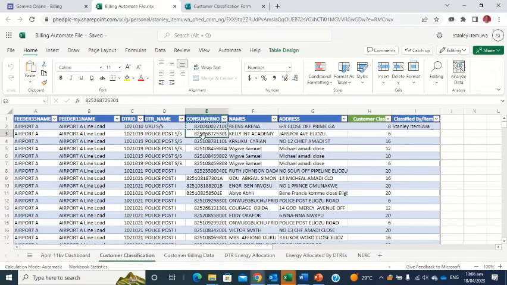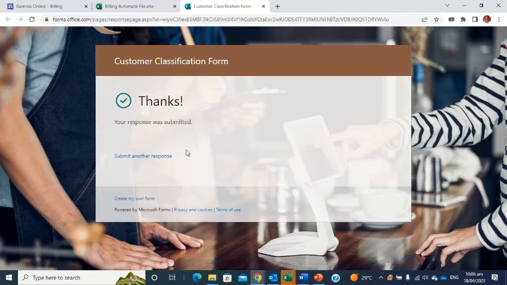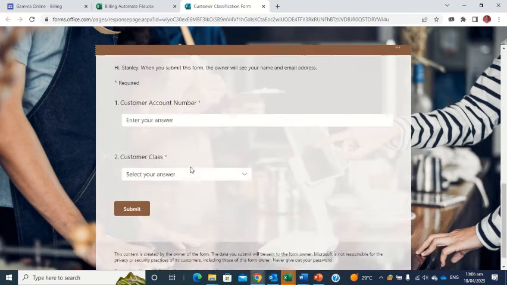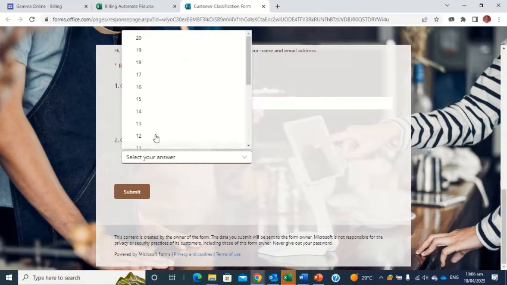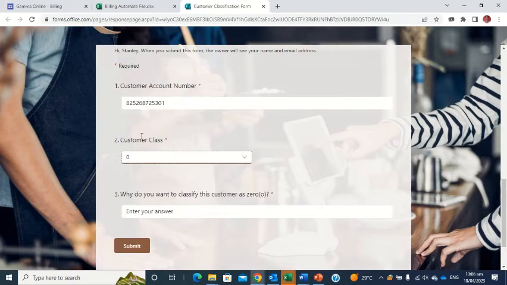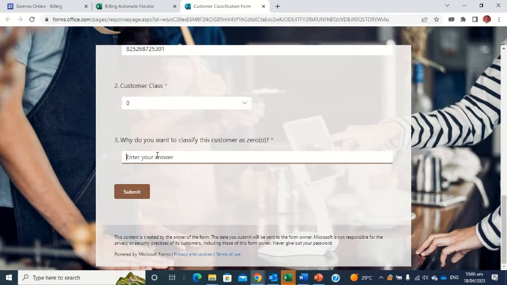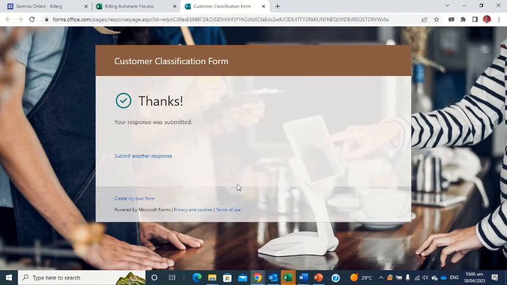Let me classify the second one. I'm going to remember to change this back to the class it was. Let me classify it as zero. So I'm classifying this as zero. It's going to ask me, why do I want to classify the customer as zero? So I'm going to say vacant, maybe apartments. Okay, submit.